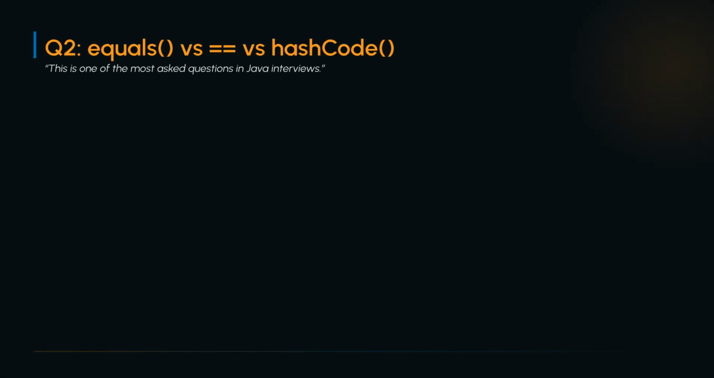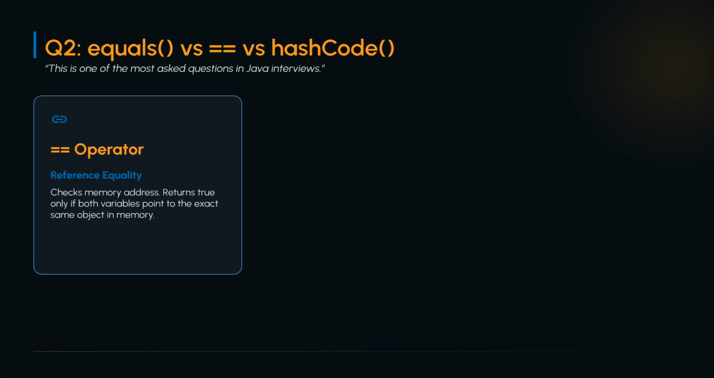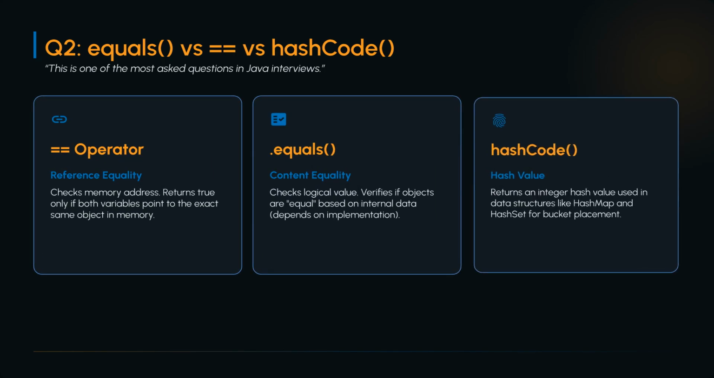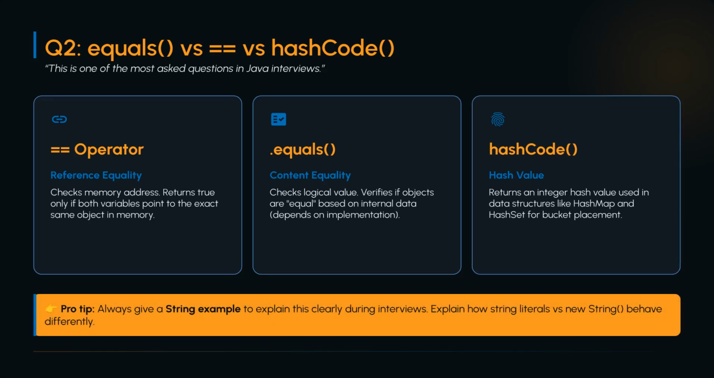The second question they asked me was to explain the difference between the equals method, the equal operator, and the hashCode method. This is one of the most common and important questions. So I explained them like this: the equal operator checks reference, whether the two objects point to the same memory. The equals method checks content, whether the values are equal, and hashCode returns a hash value that is used internally in collections. In my interview, they expected me to give a string example, like comparing the literals along with the new String method. So just be prepared for that.